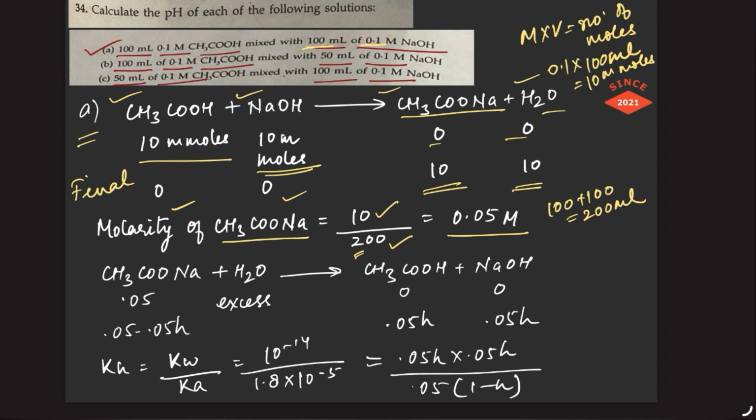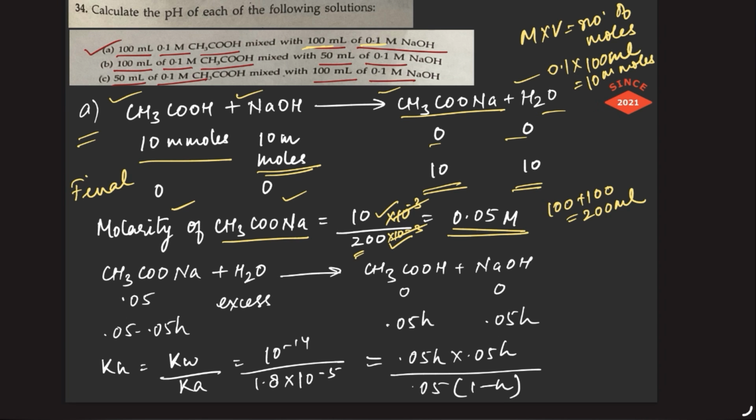Even if you convert this millimole into mole, you divide the number of millimoles by 1000, or it can also be written as 10 into 10 to the power minus 3. Convert the volume into liters, that is 200 into 10 to the power minus 3 liter. Then 10 to the power minus 3 and 10 to the power minus 3 will cancel, and molarity of the solution will be obtained as 0.05 moles per liter.